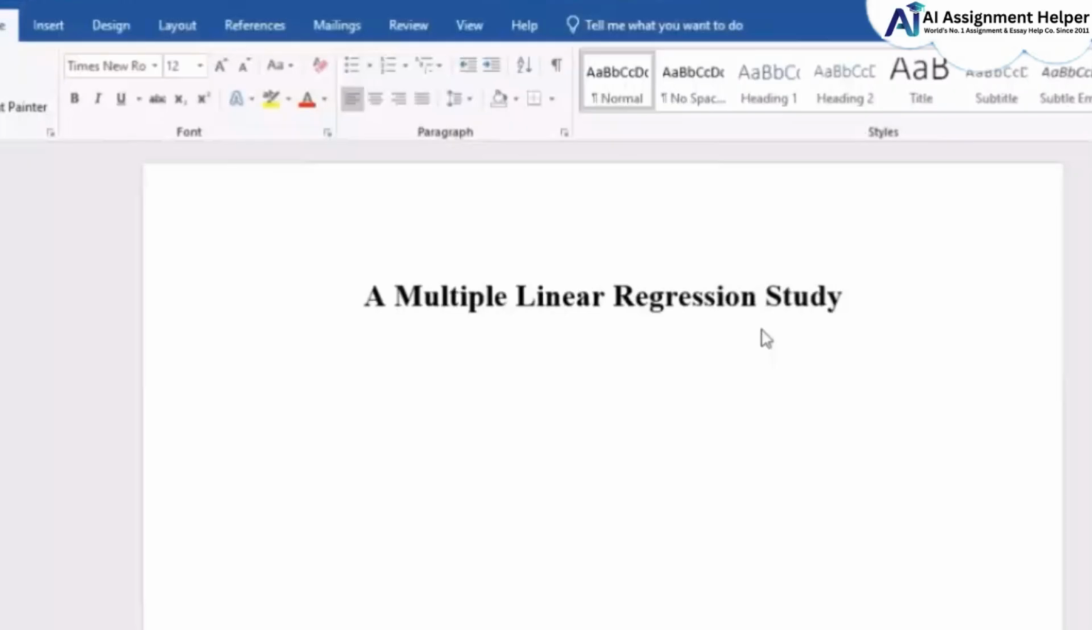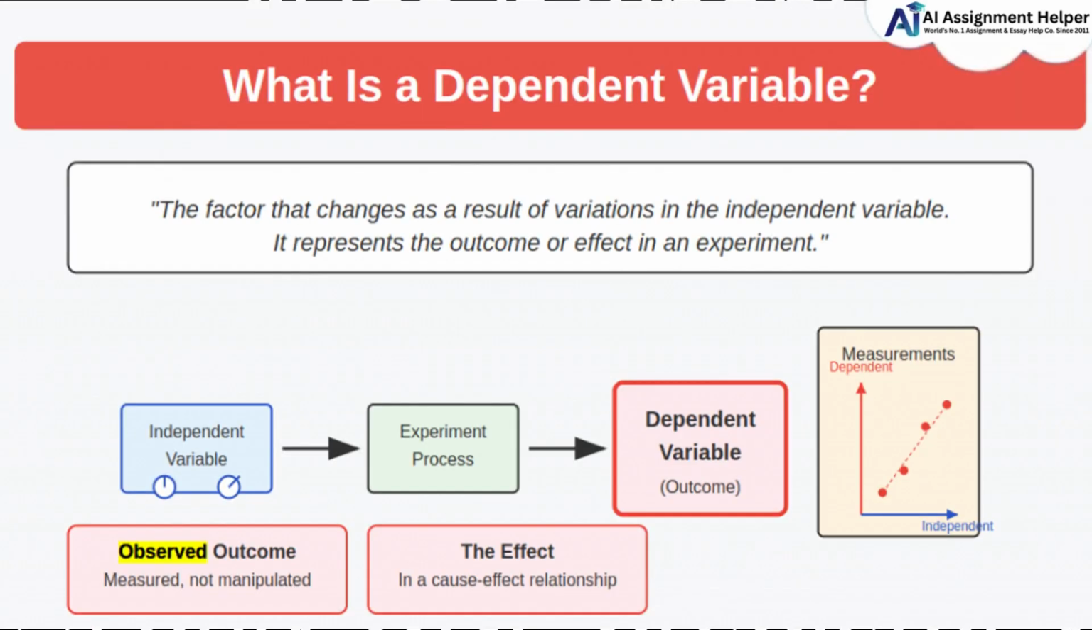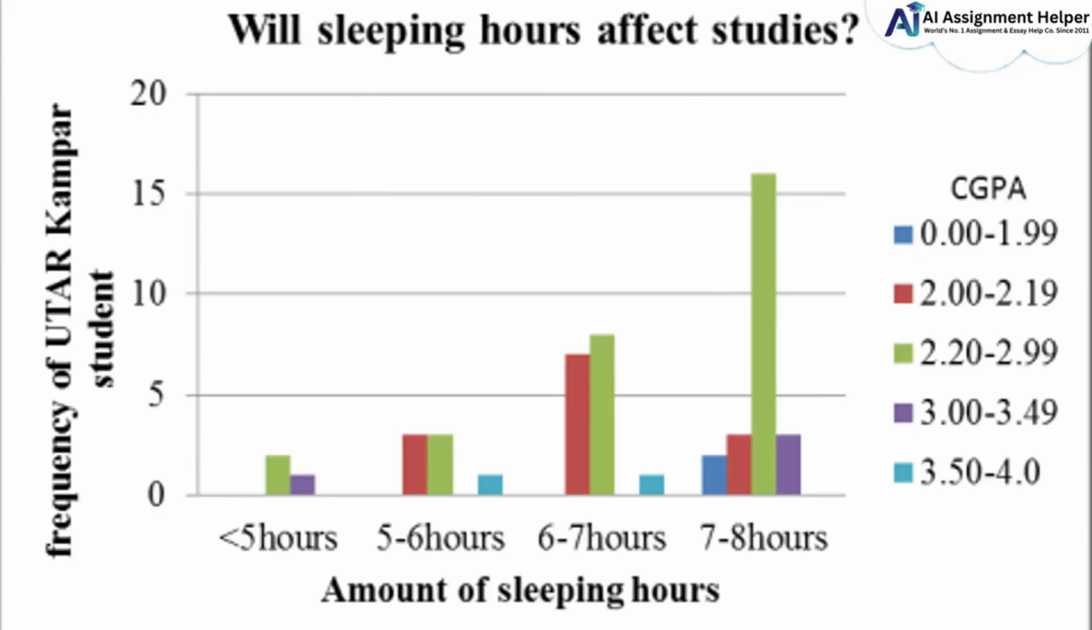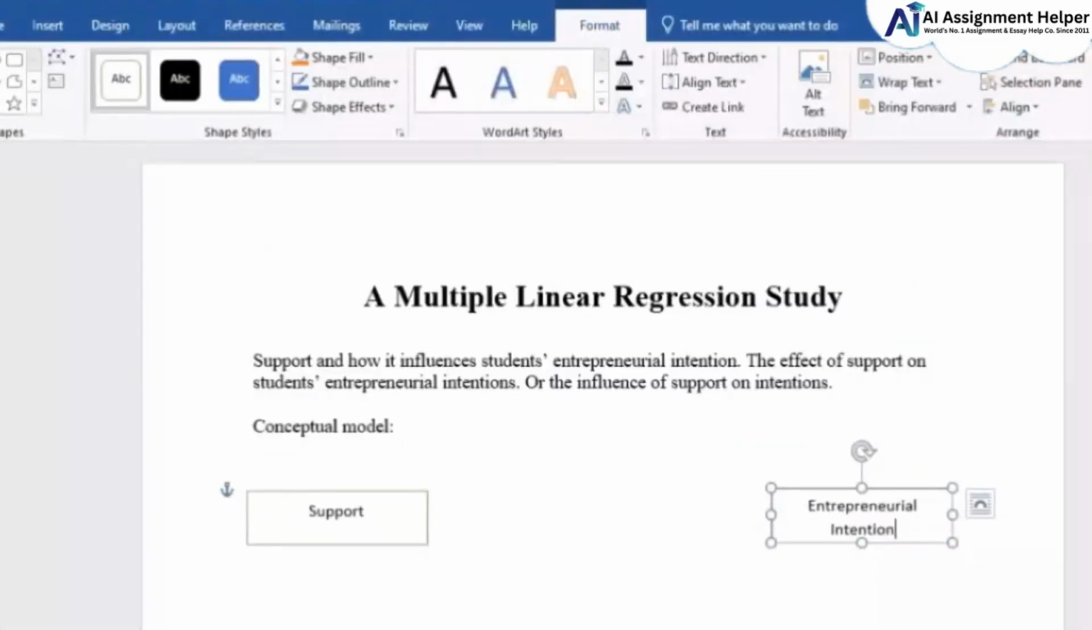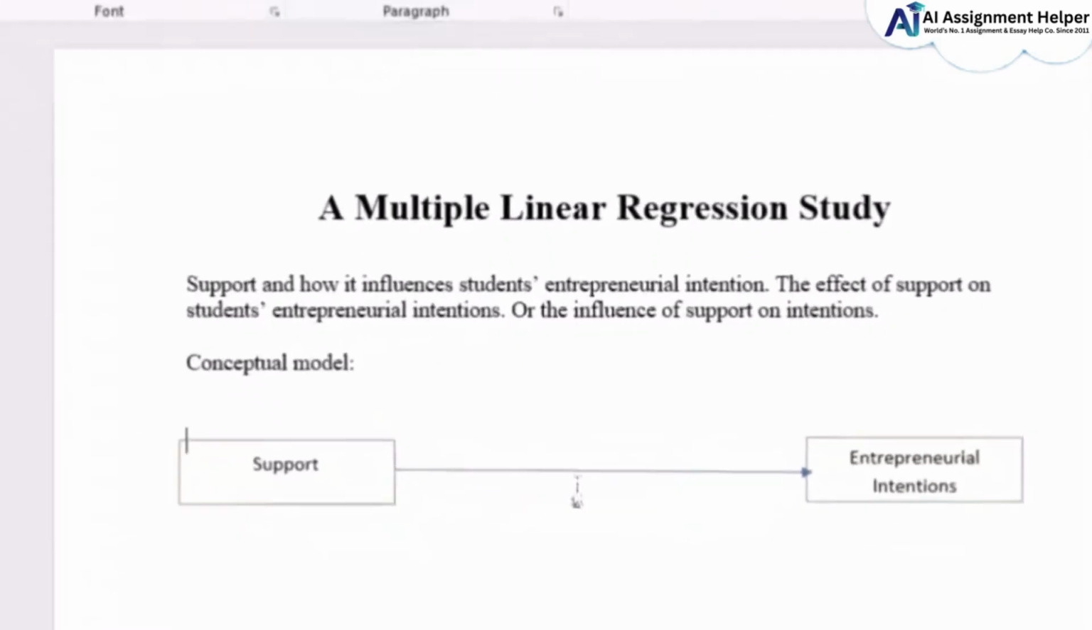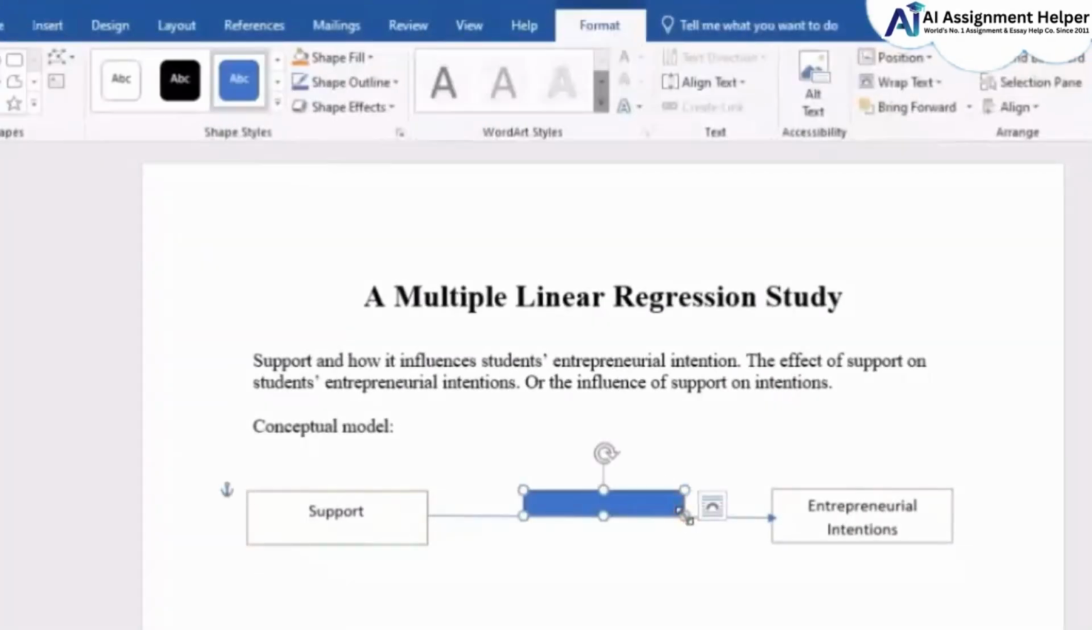Now first, when do we use multiple regression? Use it when you have one dependent variable and two or more independent variables. Example: how stress, sleep, and study hours affect GPA. That's multiple regression. If there's only one predictor variable, that's simple linear regression. But if multiple variables affect one outcome, that becomes multiple regression.